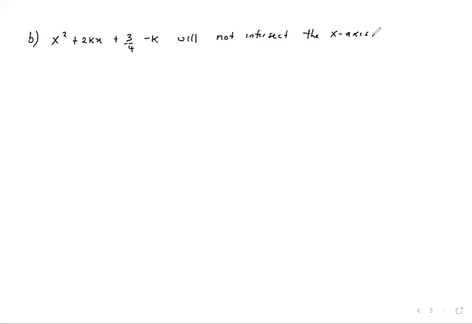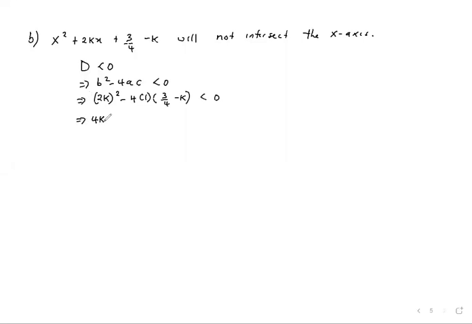You've seen before that if you have complex roots, your graph won't touch the x-axis. So what we are saying is that when the discriminant is less than 0, you won't have x-intercepts. So the graph will not intersect. It won't even touch. This means that we have b squared minus 4ac less than 0. So we have 2k squared minus 4, a is 1, c is 3 over 4 minus k. This must be less than 0.